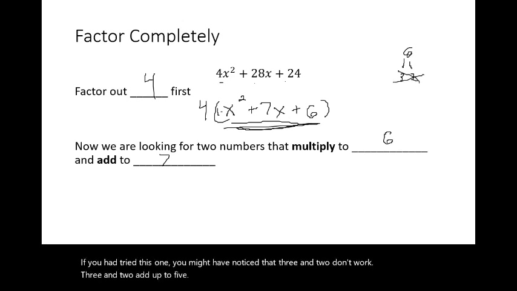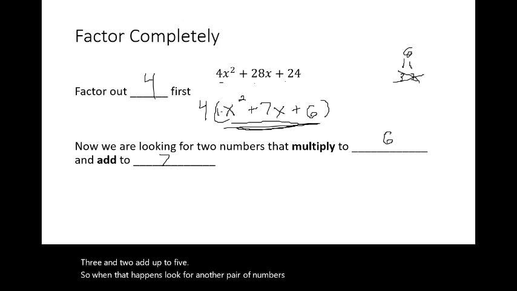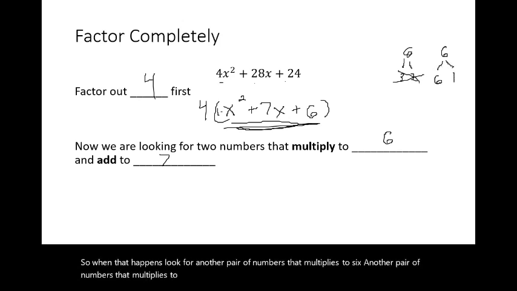So when that happens, look for another pair of numbers that multiplies to 6. Another pair of numbers that multiplies to 6 is 6 and 1. And 6 plus 1 does indeed give you 7. So this is another instance where the 1 and itself factor is the one that actually works.